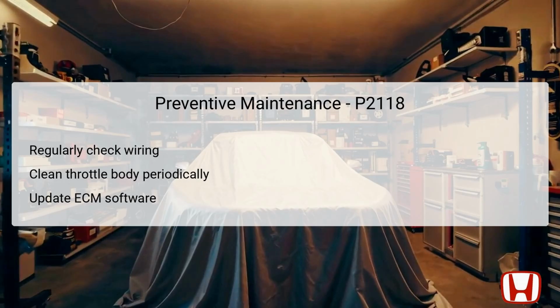Preventive maintenance is essential in avoiding future occurrences of DTC P2118 and ensuring long-term reliability of the throttle actuator system. One of the most effective practices is to conduct regular checks of all wiring associated with the throttle actuator and ECU. Inspect wiring for signs of wear, corrosion, or loose connections that may develop over time. Additionally, it's a good practice to clean the throttle body periodically to prevent debris accumulation and ensure smooth operation of electronic components. Built-up residues can inhibit the throttle position sensor's performance and lead to issues.